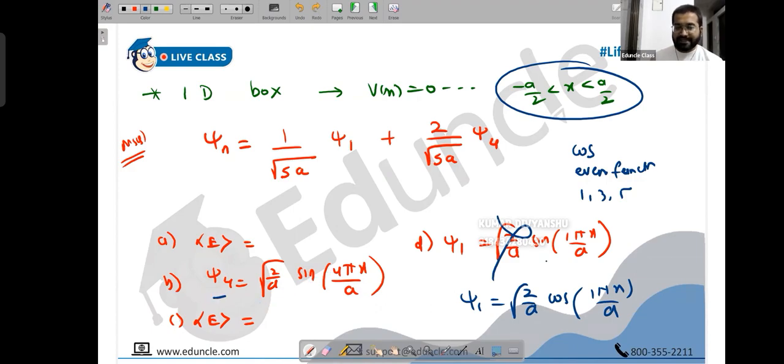However, psi 4 is fine because this is even. If the quantum number is even, then the function must be odd. That is what we learned. So sine is an odd function. So option B is correct, but D will be incorrect here. And out of your C, whatever the average energy is, that is also correct. We can calculate average energy, but first we solve this. Take your time.